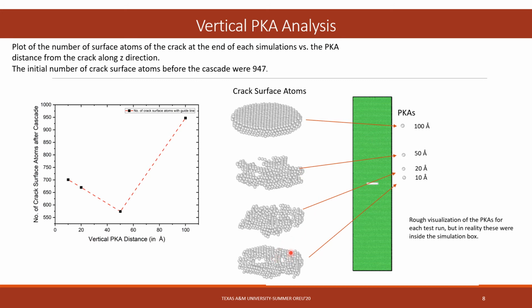And to the left, we see the state of the crack surface atoms for each of these tests. It was observed that the number of surface atoms decreased with increasing distances until 50 angstroms, and at 100 angstroms, it remains unaffected.